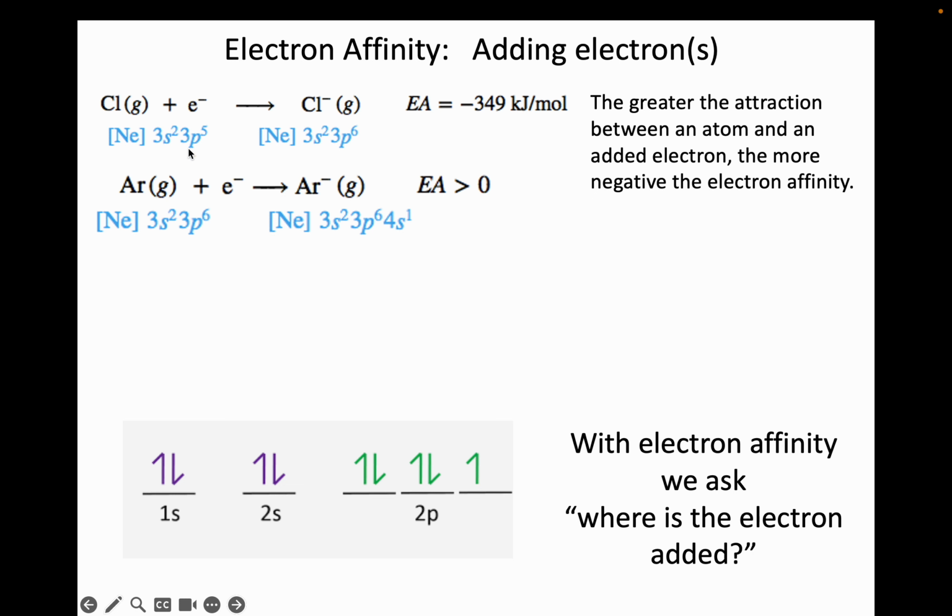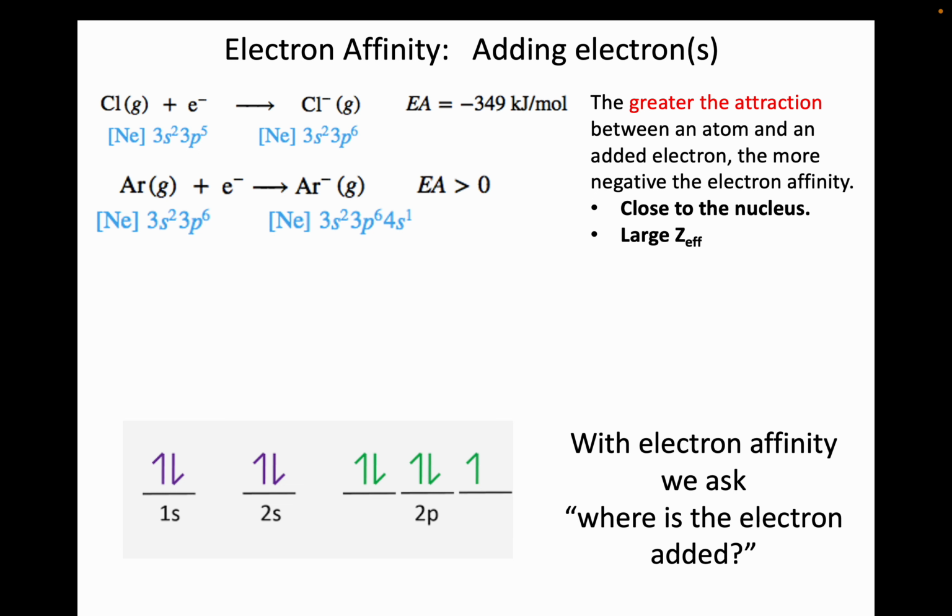Here we have two different equations for electron affinity. In both cases, we're starting with the atom in its gaseous state, and we're adding the electron to make an anion. The greater the attraction that we have between the atom and that additional electron, the more negative the electron affinity. A favorable electron affinity is negative. An unfavorable one is positive.